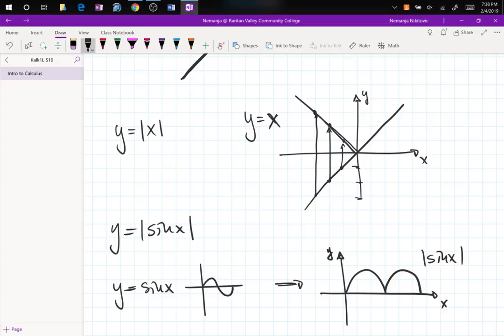So what are you going to graph when you get home to practice this? Well, obviously, absolute value of ln x. That's for you to graph when you get home and add to this list. Sorry, absolute value of what? Of ln x.